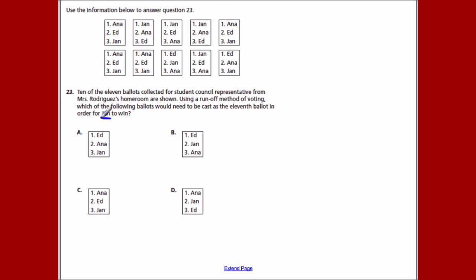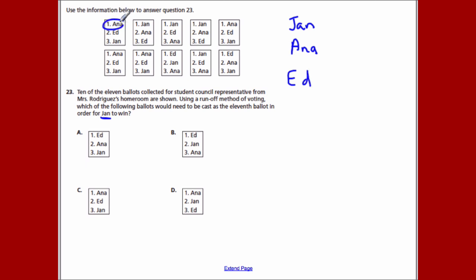A runoff ballot means you go through and look at who's got the highest votes, and at that point somebody at the end should have the majority vote, the overall majority vote. So let's go through and just mark. Looks like we've got 3 people here. We've got Jan, Anna, and Ed. And let's just go through and see who wins first in every ballot.